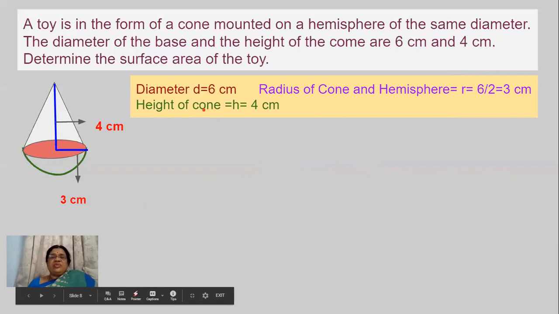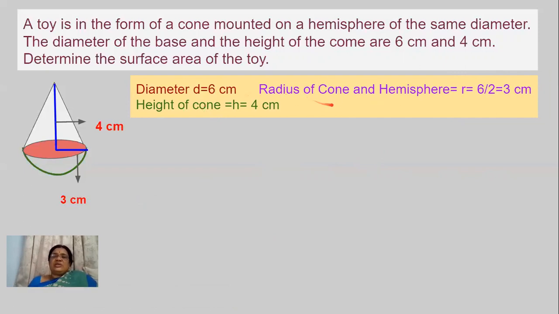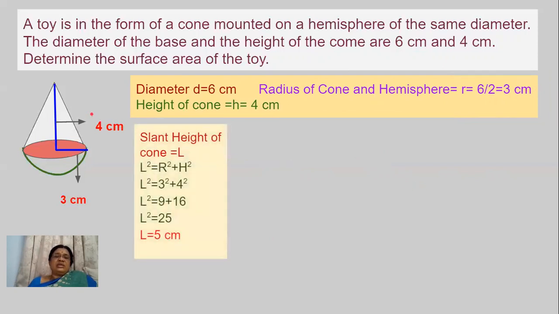What are the dimensions which are given? Here the diameter of the base is given. It is 6 centimeters. So the radius of the cone and hemisphere both is 6 by 2, which gives 3 centimeters. The height of the cone is also given, 4 centimeters. So how will we work it out? In this diagram, we don't know the slant height of the cone, so we have to find the slant height.